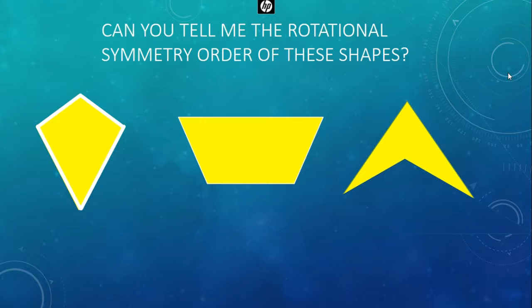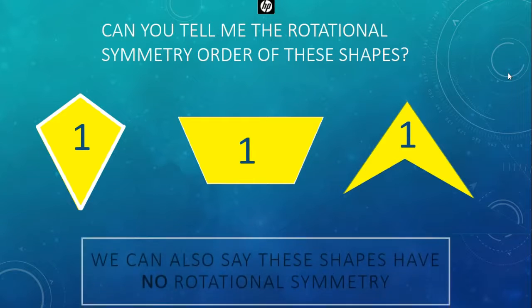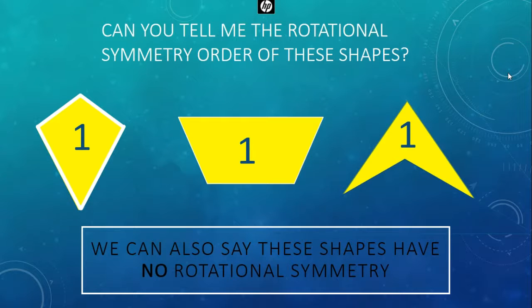Right, have a look at these shapes and see if you can tell me what the order of rotational symmetry would be on these shapes. Well, I can tell you that they all have a rotational symmetry of 1, because these shapes cannot be turned around to look like the original shape until they get back to the start again. So all of these shapes have an order of rotational symmetry of 1, and that means they actually have no rotational symmetry. We can say that they can't be rotated to look like the same shape. Okay?